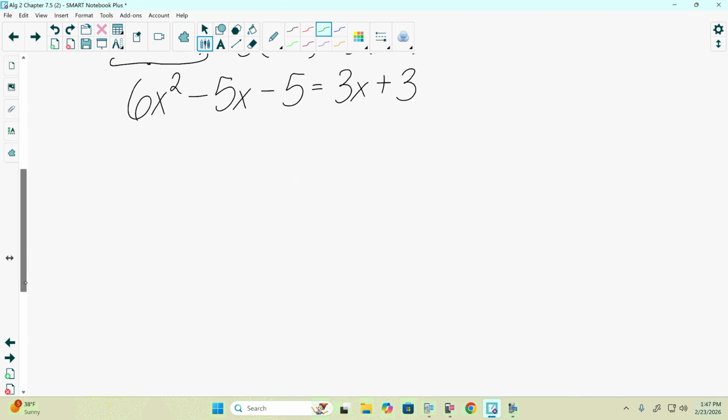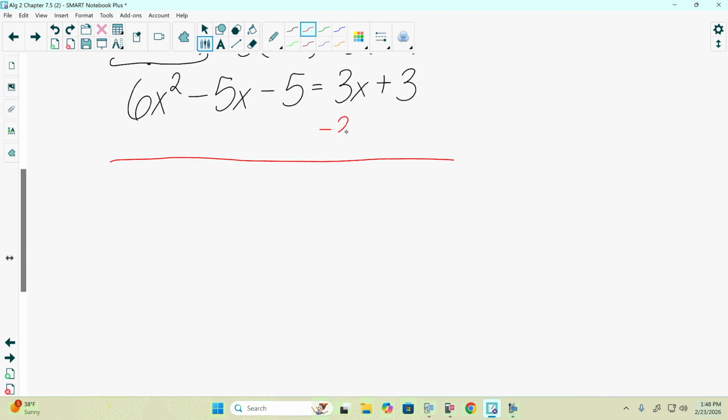Questions on how we got here? Now, because we do have quadratic terms, we have these x squared terms, we need to get this equation equal to 0. How we move the terms from one side to the other doesn't make a difference. We just need to get it equal to 0. I always try to move the terms so that the x squared term, the variable with the biggest exponent, is positive.